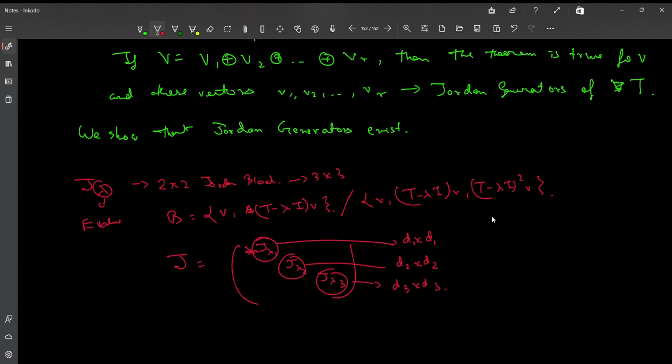Then the basis elements for J lambda 1 will consist of a generalized eigenvector of exponent D1 with respect to the eigenvalue lambda 1. So it will be V, T minus lambda 1 of V, where T minus lambda 1 means T minus lambda 1 I, and so on till T minus lambda 1 to the power D1 minus 1 of V.